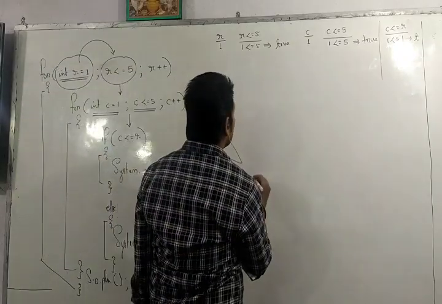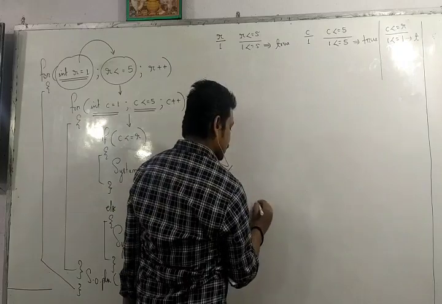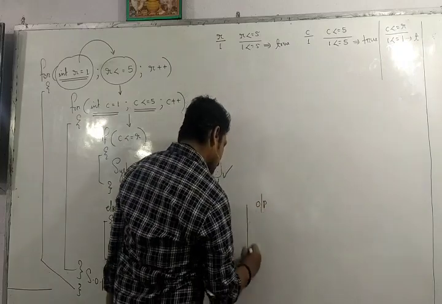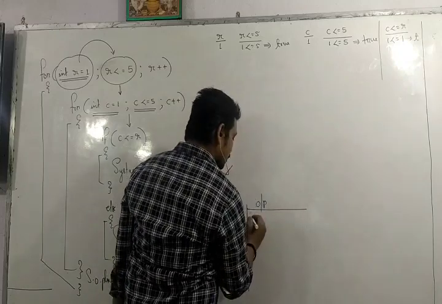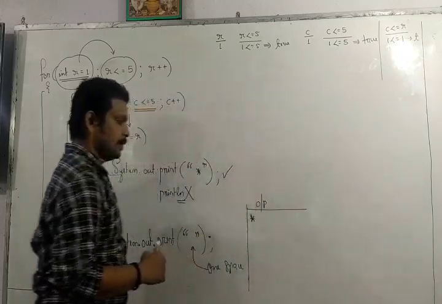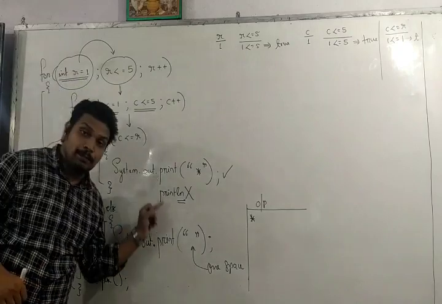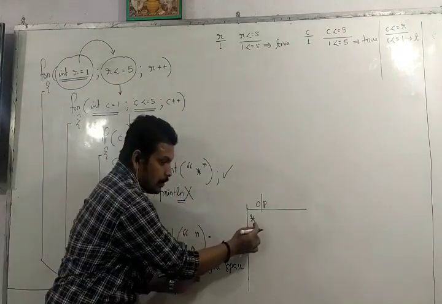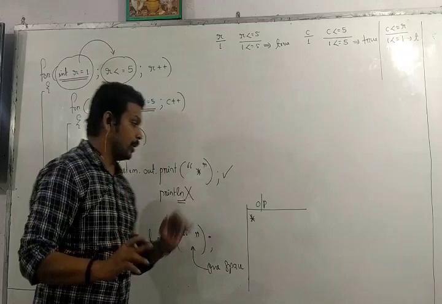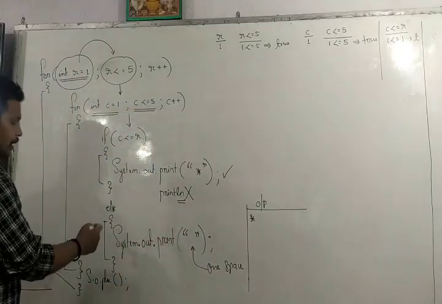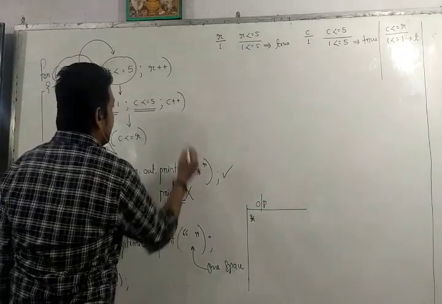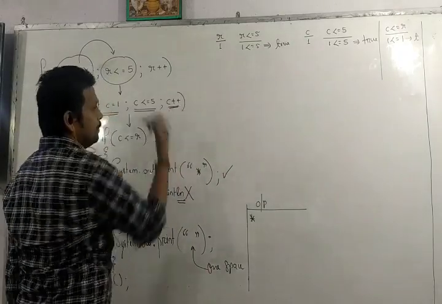Suppose this is my output screen. Star got printed. Since I have used print, not println, the cursor will remain there only. Else part will be ignored. Then the control will go to the updation expression of the inner for loop, C++.